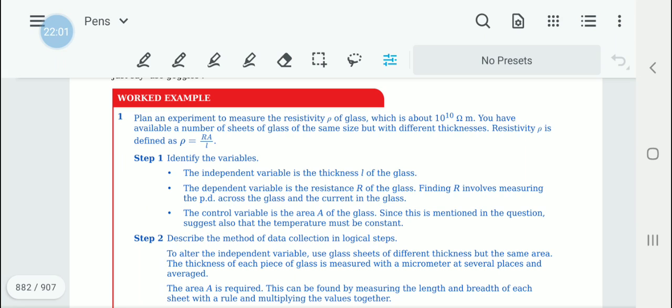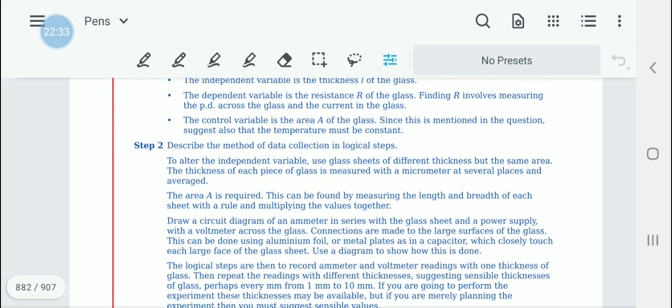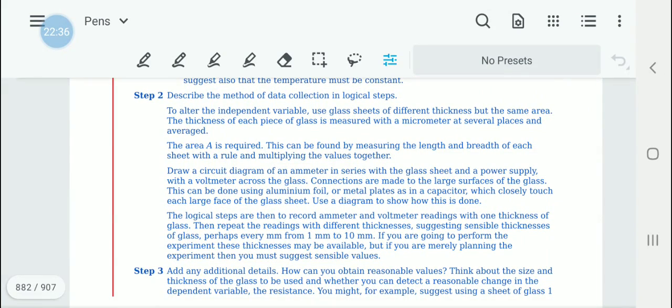Then how do we find R? We measure the PD across the glass and the current in the glass. Then the control variable is the area of the glass. We need to maintain it constant. This is already mentioned in the question. So as a result, you have to add something else as well to this. Then you can mention we maintain the temperature a constant, right?